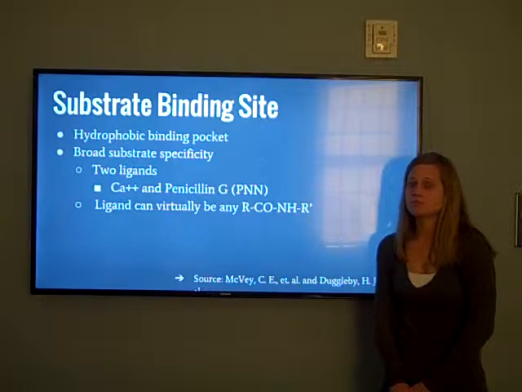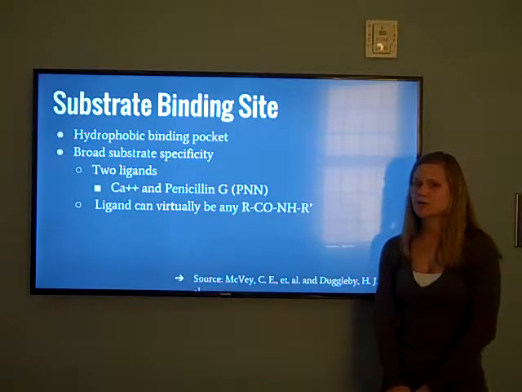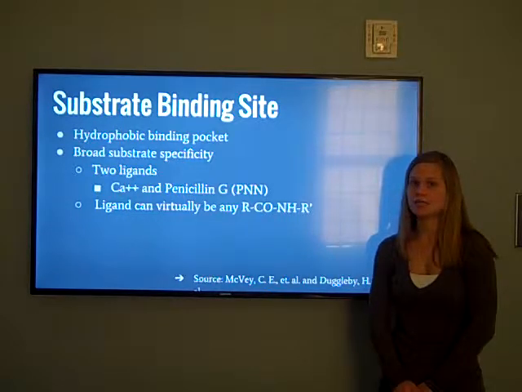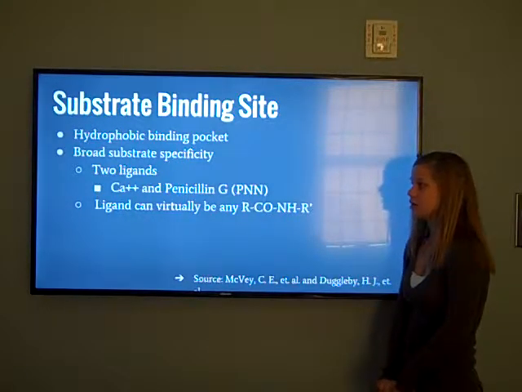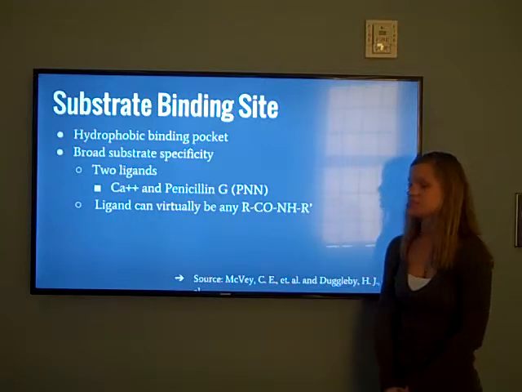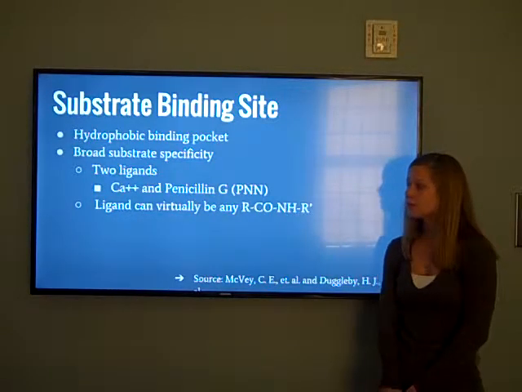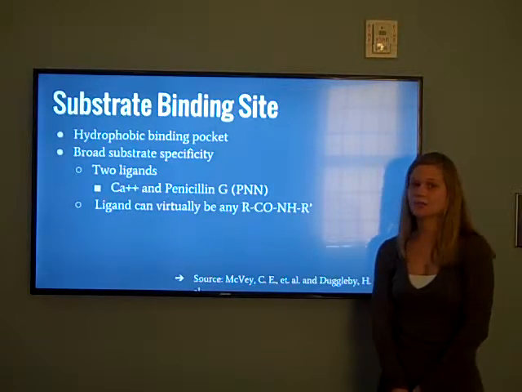PGA has a very broad substrate specificity. It does primarily bind to penicillin G, but it can bind to basically any linear amide, as long as it's R-CO-NH-R prime, and as long as the R is hydrophobic. It also binds to a calcium metal cofactor.